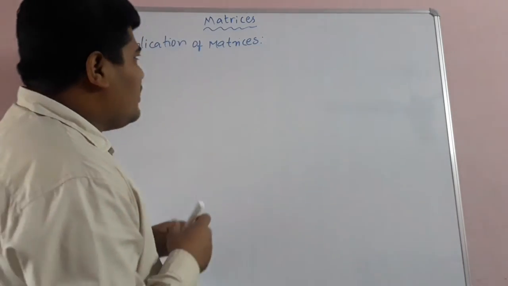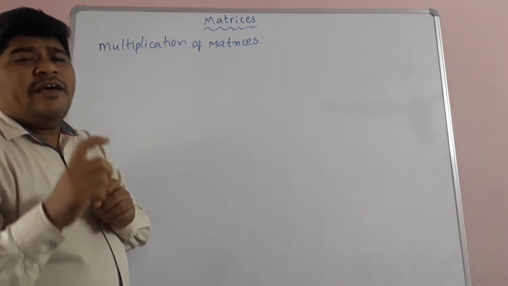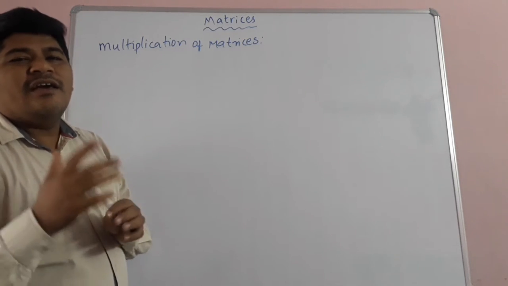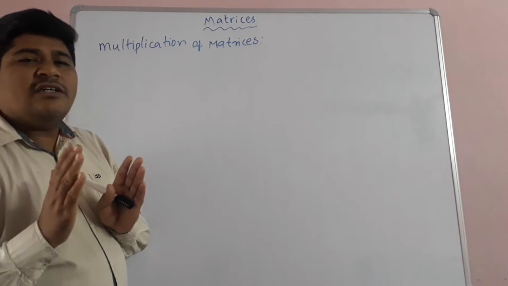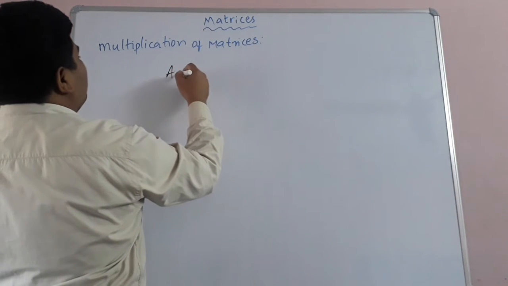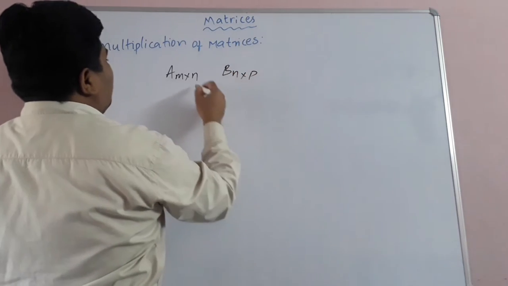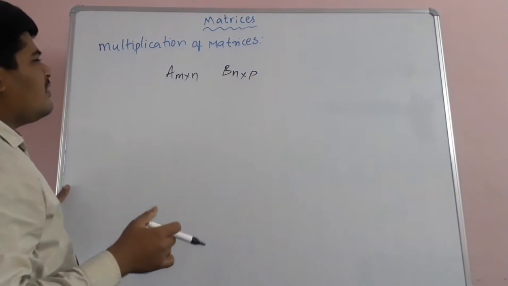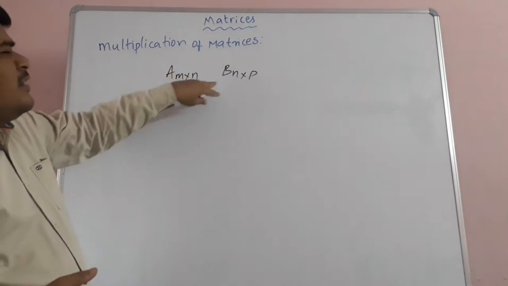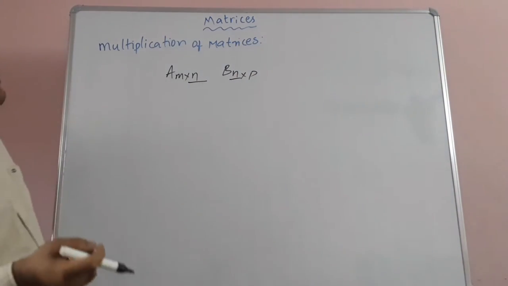But here children, two matrices are compatible for multiplication if the number of columns in the first matrix is equal to the number of rows in the second matrix. Suppose one matrix A has order m by n and B has order n by p, then these two matrices are eligible for multiplication. We can do multiplication between these two matrices, because the number of columns n here and the number of rows n here are equal, so these are suitable for multiplication.